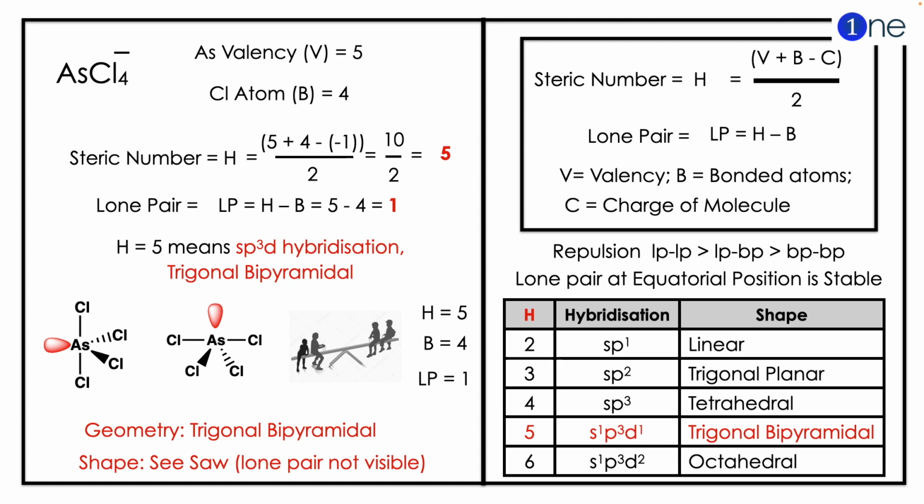H5 means sp3d hybridization, which is trigonal bipyramidal. But where the lone pair is available, it will only occupy the equatorial position due to the repulsion. So if you draw it right, you can find the structure is seesaw, because the lone pair is not visible. So the structure of the arsenic tetrachloride anion is a seesaw structure.